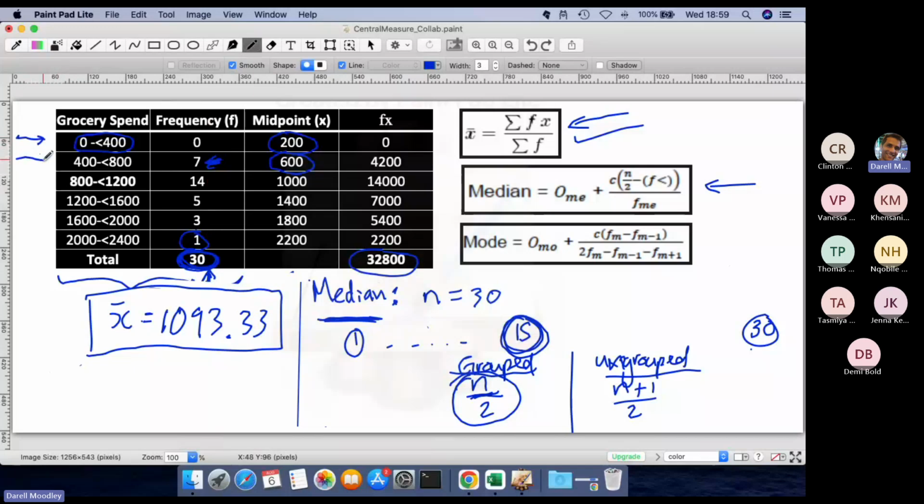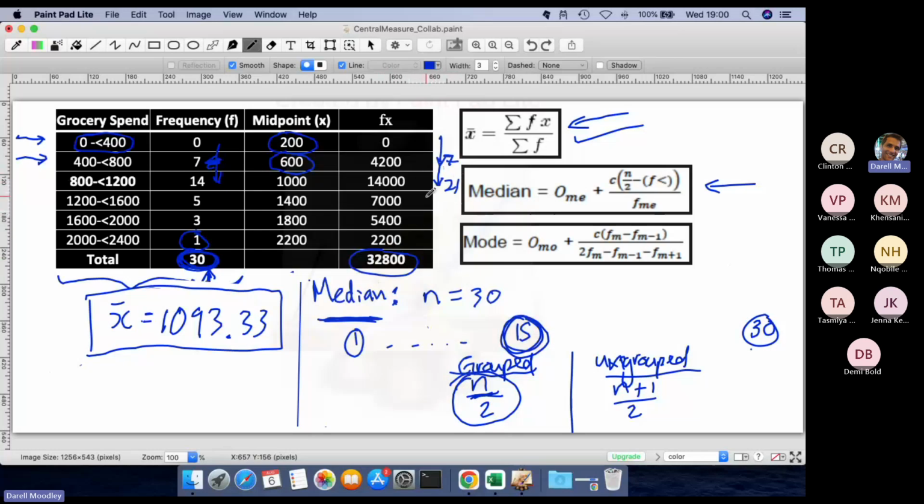When you get to the second bracket, in total you have 7 people. When you get to the third bracket, in total you have 0 plus 7 plus 14. You would have covered 21 people going from here to here. How did I get 21? Well, it's 0 plus 7 plus 14. I've added up all the frequencies, so by here, I've got 21 people.